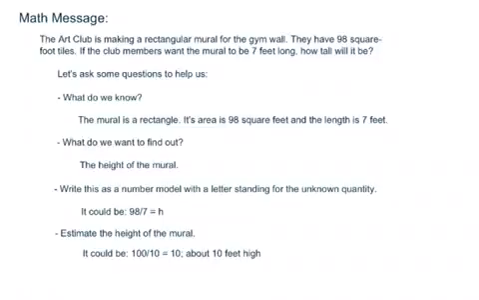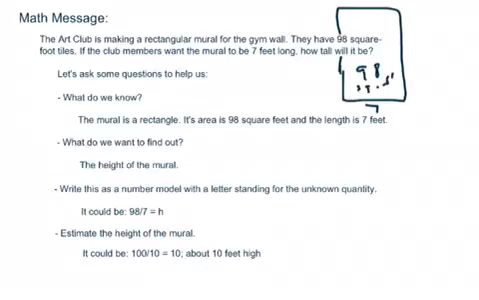When you think about that question, we want to ask ourselves a few things to help set our brain up. So what do we know? Well, we know the mural is a rectangle. We know that its length is 7 feet and that it's 98 square feet for an area. Okay, so we know that. What do we want to find out? Well, we want to find out this height over here, right? How tall is it going to be?